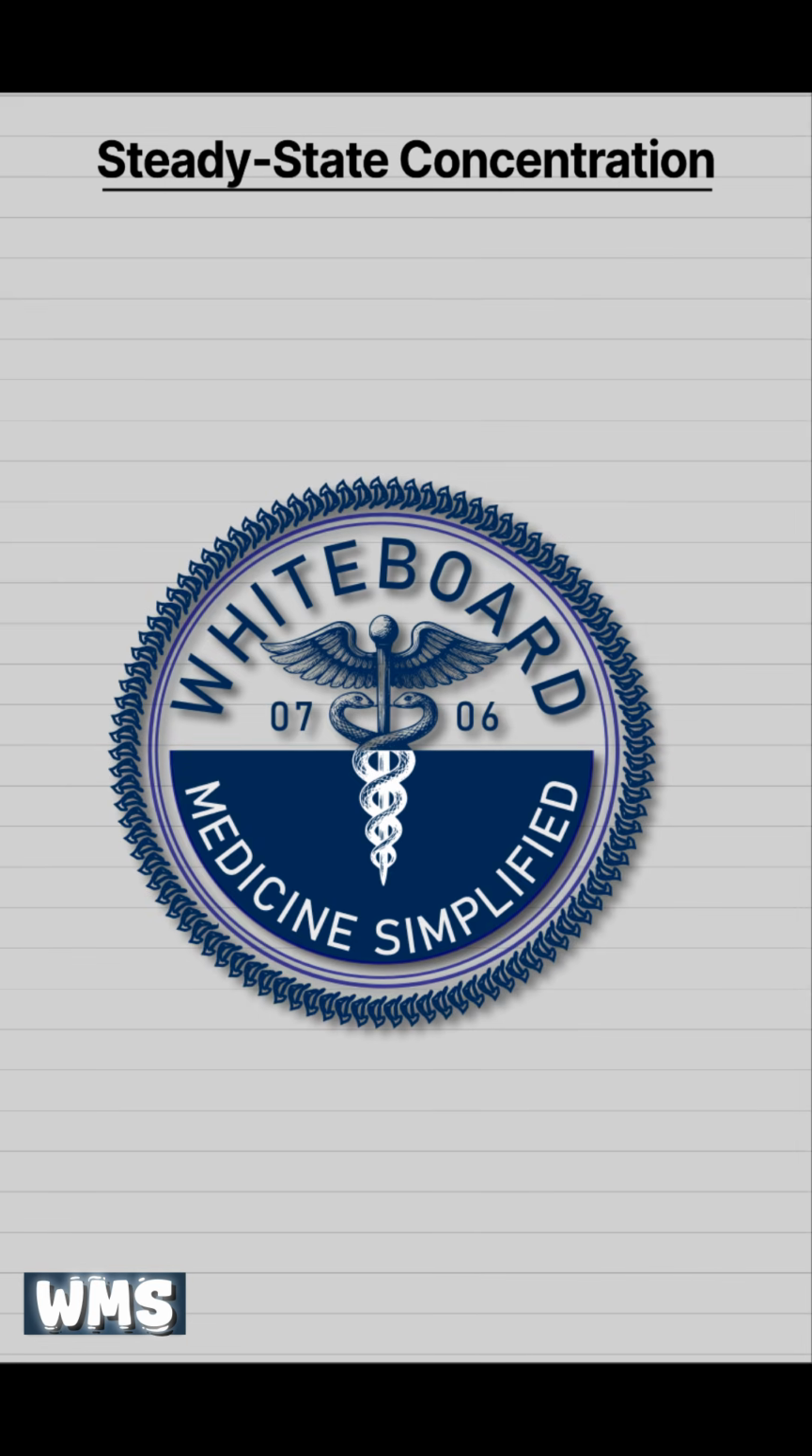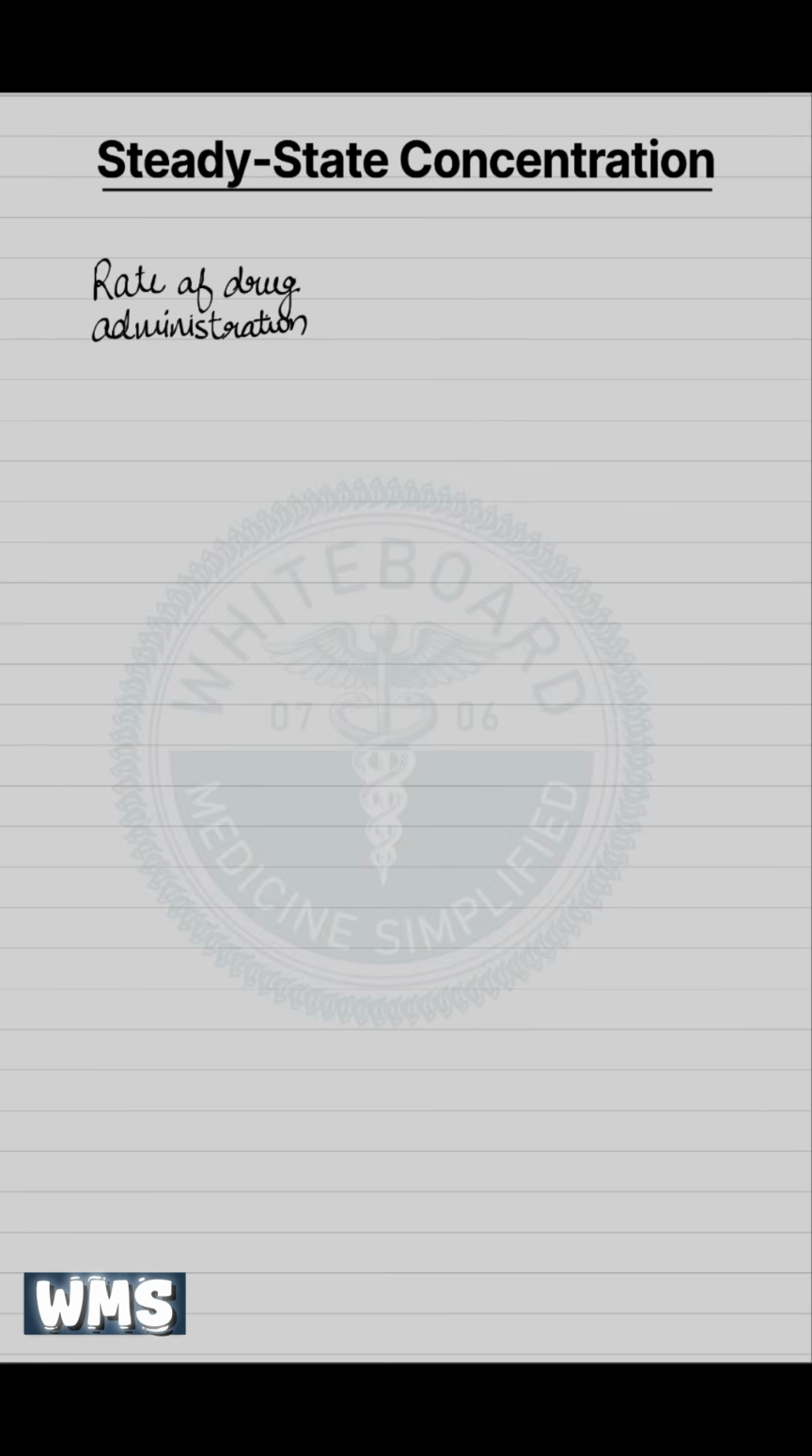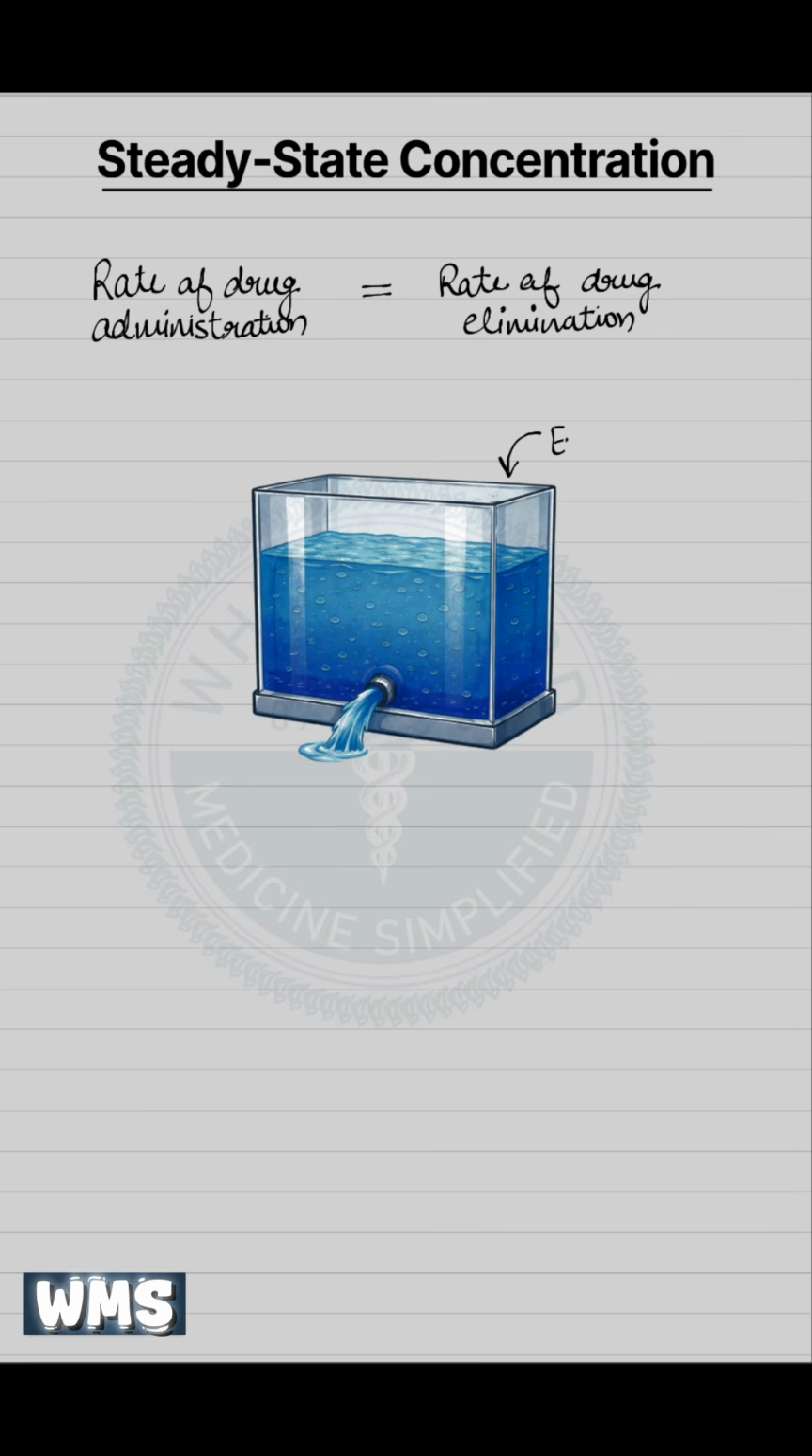Steady state is the concentration at which the rate of drug administration becomes equal to the rate of drug elimination. At this point, the amount of drug entering the body is exactly balanced by the amount of drug being removed, so the plasma concentration remains constant over time.